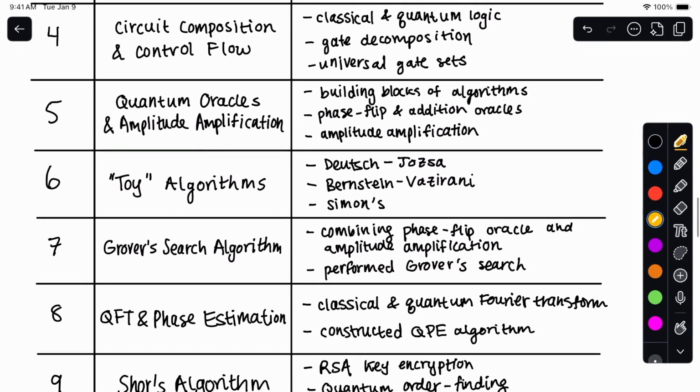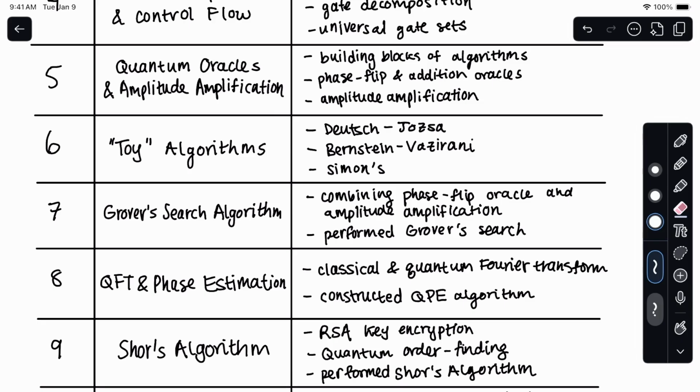In episode 5, we talked about two major building blocks of quantum algorithms. One of them is oracles, and the other one is amplitude amplification or diffusion. So we talked about both phase flip and addition oracles, and we also learned how amplitude amplification works, where we flip all the amplitudes over the mean or the average amplitude.